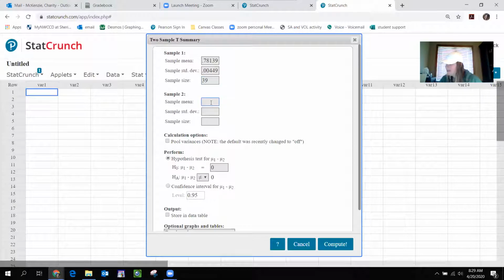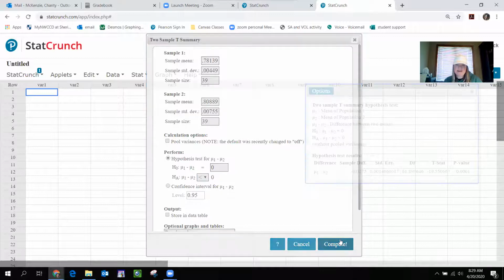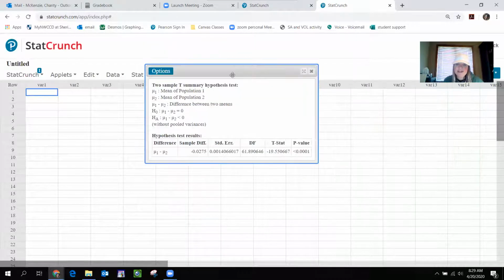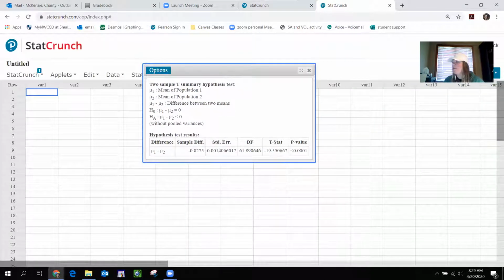Our sample mean on the second one was 0.80889, and the standard deviation on that one was 0.00755. Our sample size was also 39 cans, and the null is always equal. Look, it even leaves it as equal for you for that null. And we wanted the diet to be less than the regular, okay?